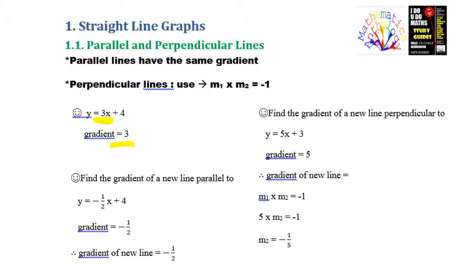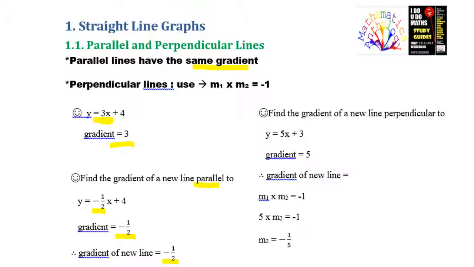The next one, find the gradient of a new line parallel to y is equal to -1/2 x plus 4. So the word parallel we know means same gradient. So the gradient is -1/2 in the equation that they gave us. So the gradient of the new line should also be -1/2.